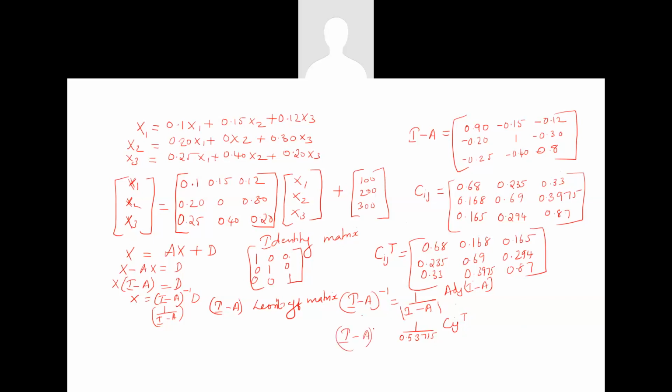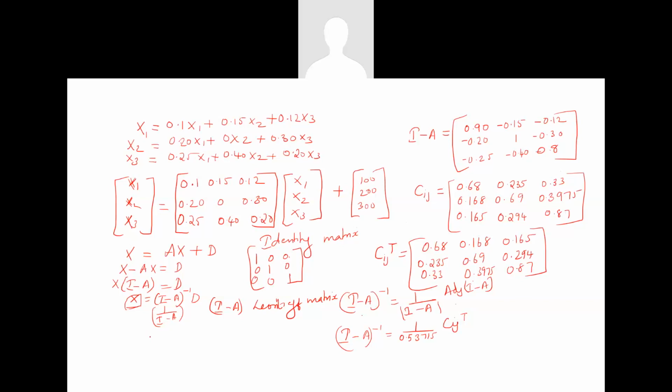Okay, I minus A inverse can be obtained. Now, what are we in the process of? We are trying to find a solution to X, isn't it? X is something that we are trying to find out. That is, what is the amount of X1, X2 and X3 to be produced. That is, there are three sectors. Each sector is producing a particular product. Sector 1 is producing product 1, X1. Sector 2 is producing product 2. Sector 3 is producing product 3.